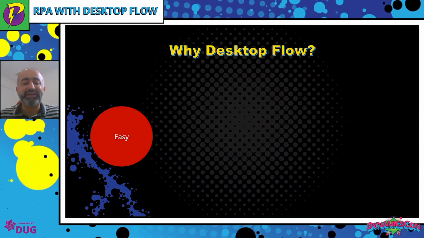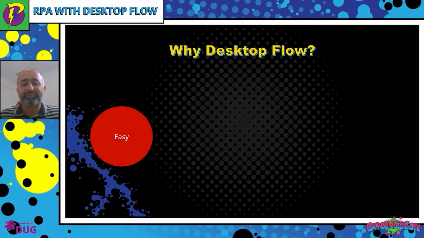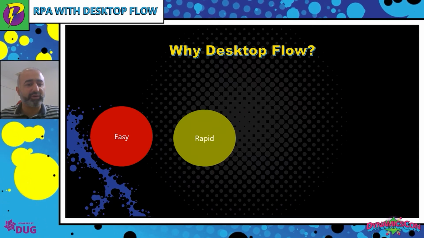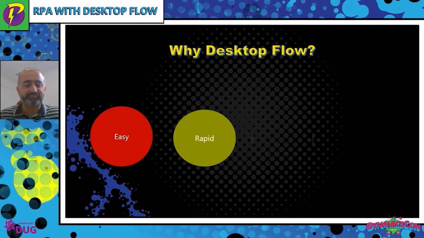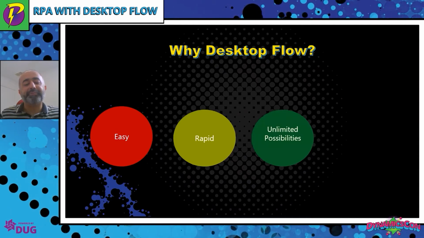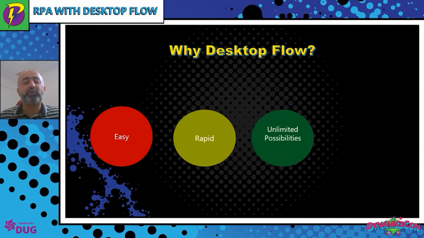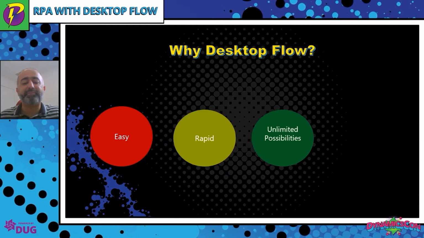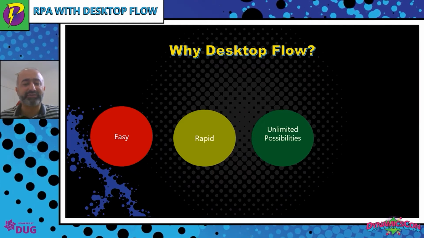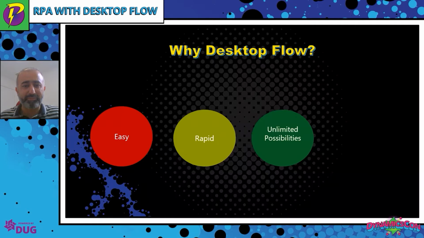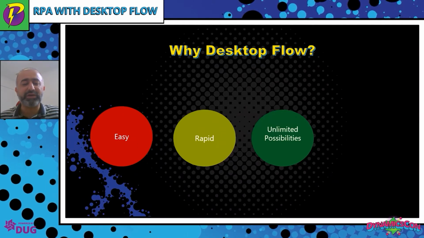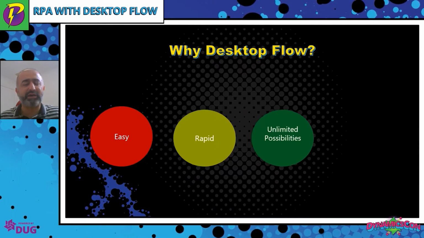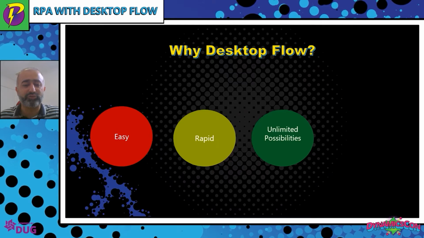First of all, it is easy and rapid to do RPA using UI flow. It is easy and rapid since Desktop Flow is part of the overall Microsoft ecosystem. And if you have been working with Power Automate, you know there are a lot of possibilities. Power Automate alone has capability of connecting to almost any system. So overall, you can imagine possibilities are unmatchable.